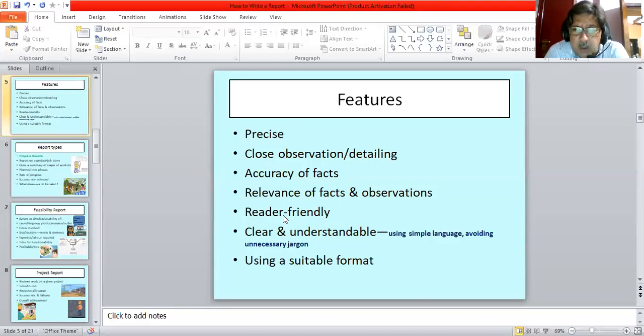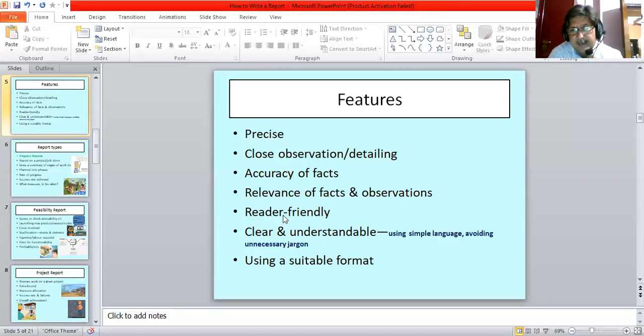A very slow and painstaking process of collection, basically. Also, the accuracy of the facts has to be vouched for. We cannot collect facts, or we will not collect facts which are untrue or which are hypothetical, for example. Also, the facts and observations in the report have to be relevant. They have to be timely. So if it is something very dated, or if it is no longer of great relevance in the particular context, we will not include it in the report.